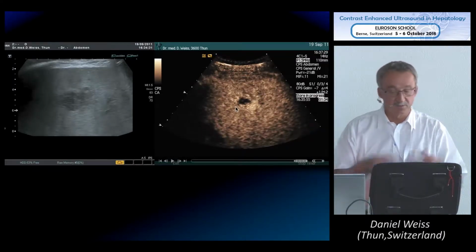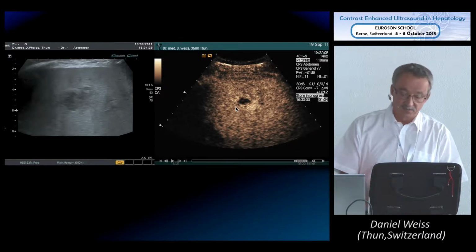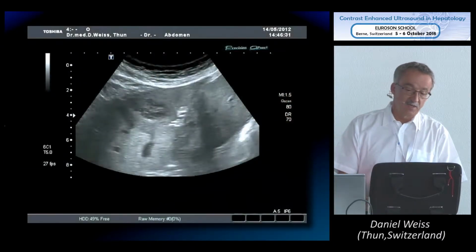So you can wait until 2 minutes, maybe no washout. So this is proven not a malignant situation. This is a hemangioma.